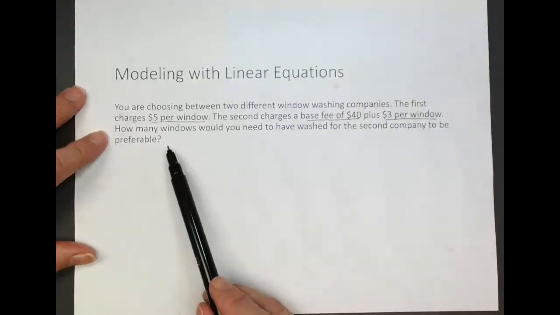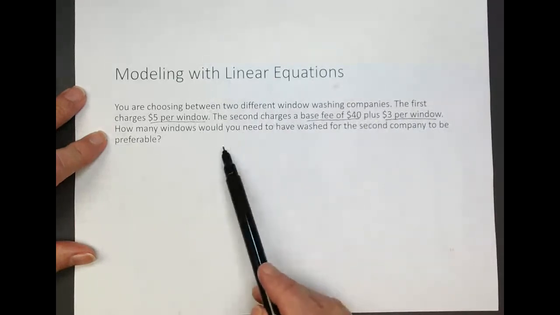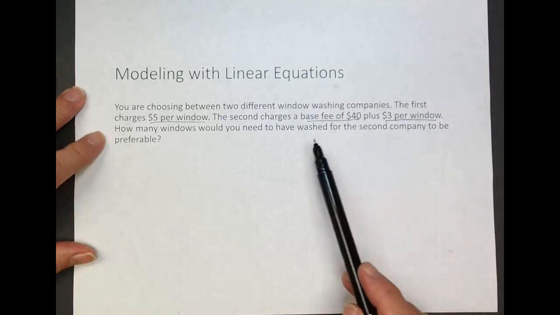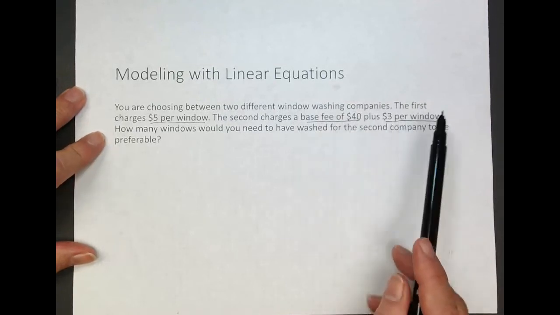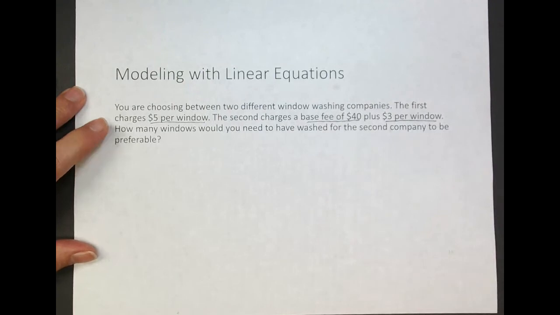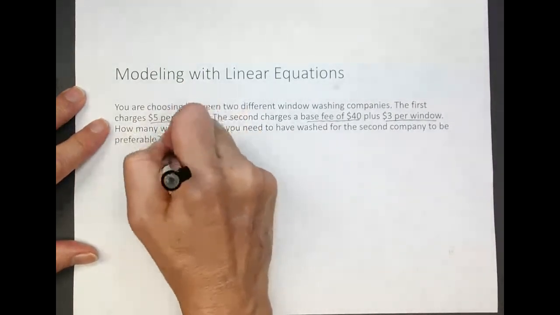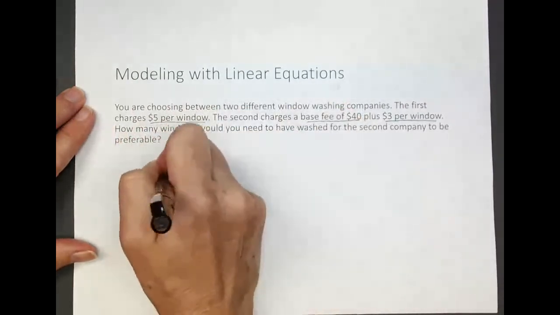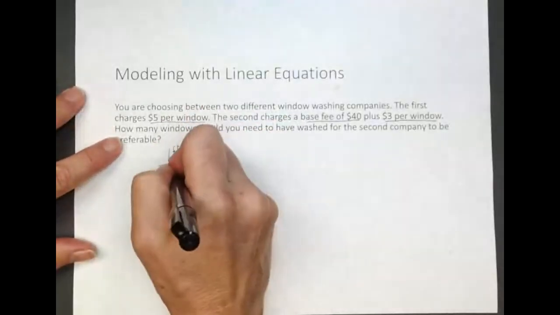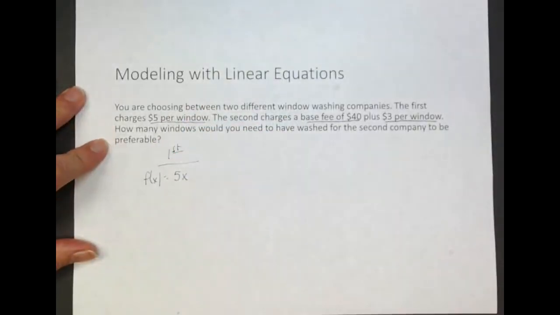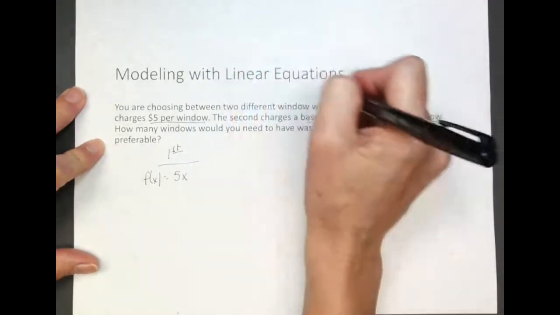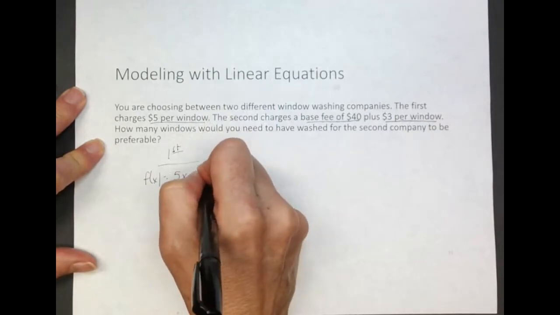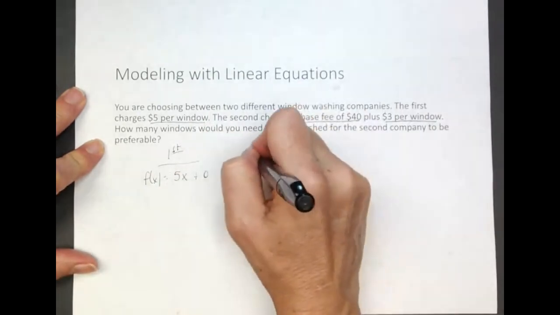Well, this would be a valuable question I would want to ask if I was choosing between these companies. How many windows would I need to have washed for this second company to be preferable? What is that number of windows that makes that second company cheaper? Well, I need to think about my two models. My first company, we'll call that f of x. The rate of change is 5, so 5 times the number of windows cleaned, if we let x be the number of windows. 5x, but there's no initial value, so the b would be 0, so it's going to be like a plus 0.